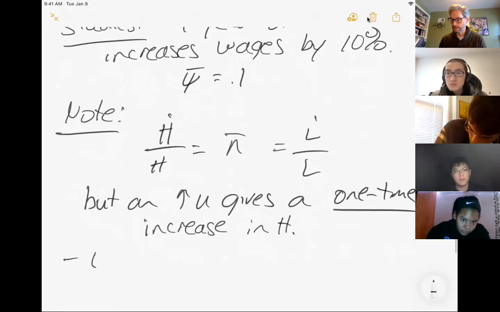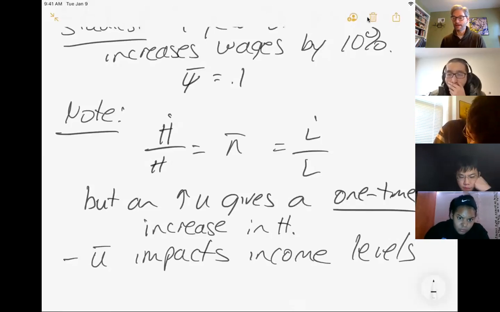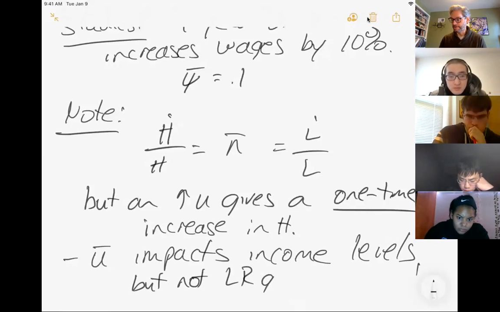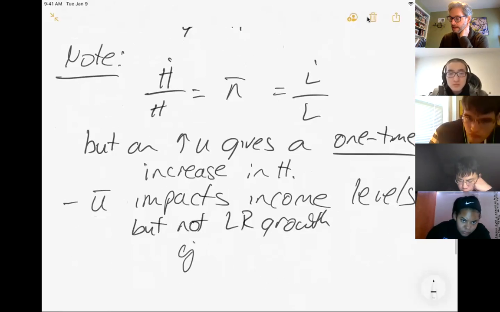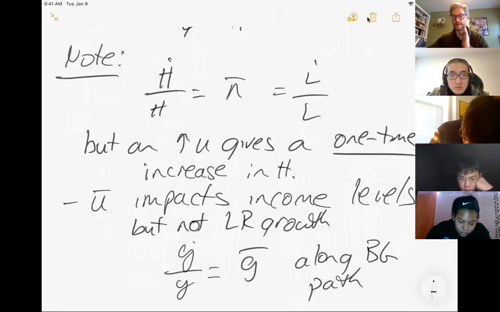In other words here, what we're going to find is that education impacts income levels, but not long-run growth, right? Not long-run growth. It's still going to be true in this model that how fast does output grow in the long run? G. That's still going to be the conclusion.